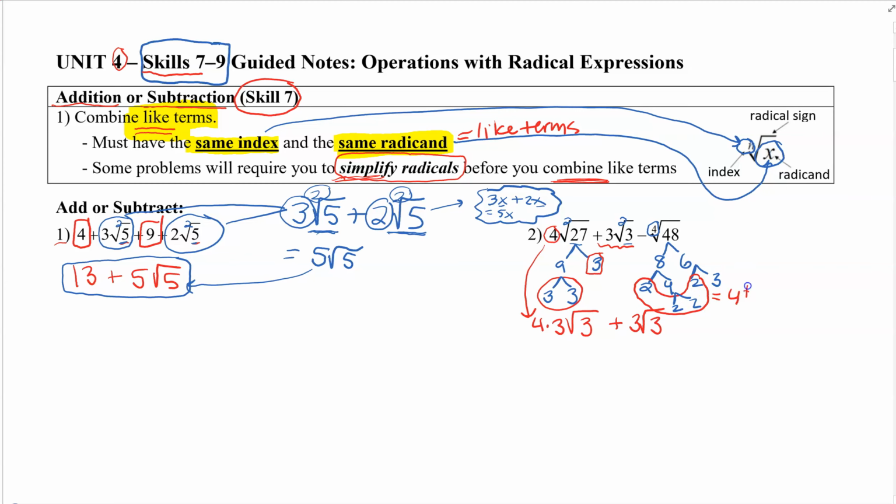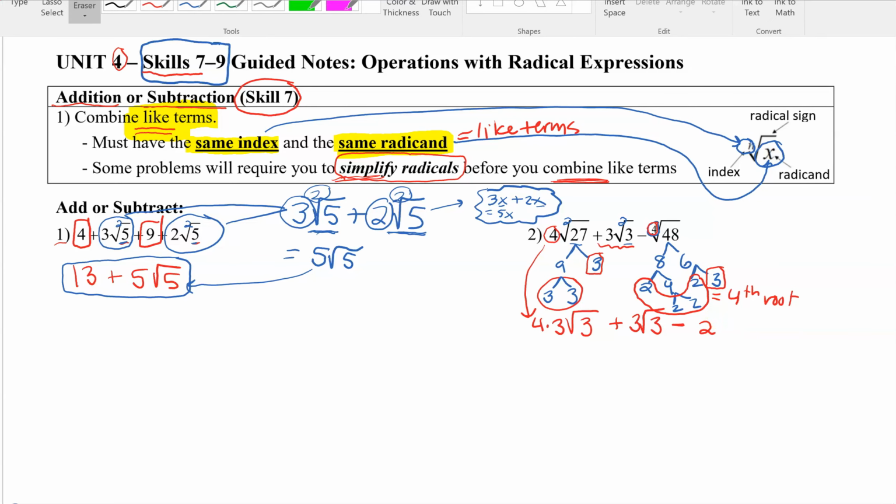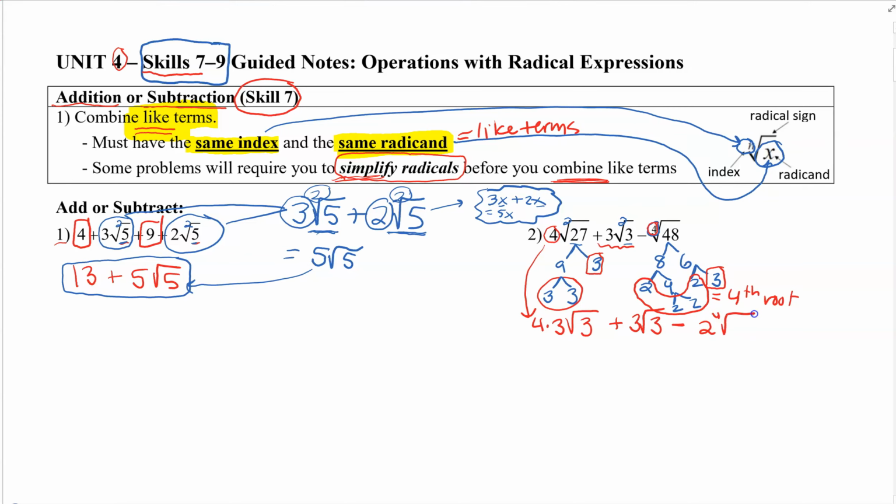So that makes a perfect fourth root, right? It's an index-sized group that matches the index of 4. So I can take that out and get 2 in the front. Oh, sorry, that's a minus sign. That's a subtraction. So I subtract, the 2 comes out in front, and then this single factor of 3 would remain under that radical sign. Fourth root of 3, that remains under the radical sign.